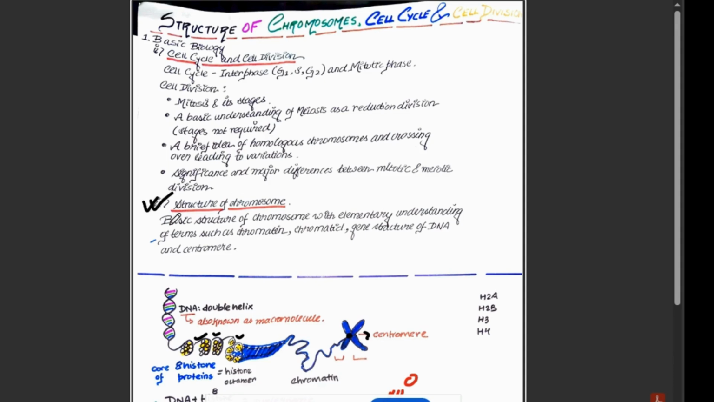First of all, we are going to finish this, then we are going to move on to this, because if you don't know the structure of chromosomes and the complete flow of DNA, you will not get to understand the cell cycle and cell division. First you need to know the structure of chromosome.